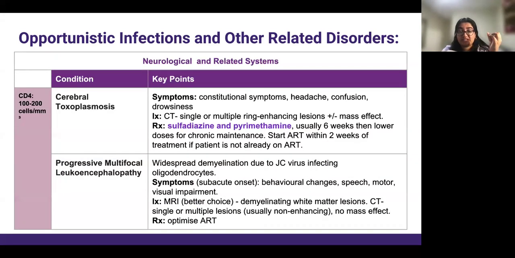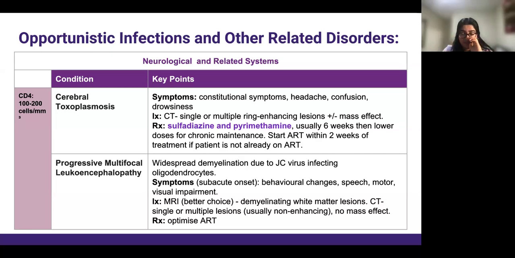Then cerebral toxoplasmosis is the most common cerebral manifestation of HIV. I think 50% of cerebral lesions are down to toxoplasmosis. It can have very vague neurological signs, like headache, confusion, drowsiness, sometimes even seizures. A CT shows single or multiple ring enhancing lesions. The key is ring enhancing. And sometimes, depending on how many there are, there can be a mass effect, like midline shift.